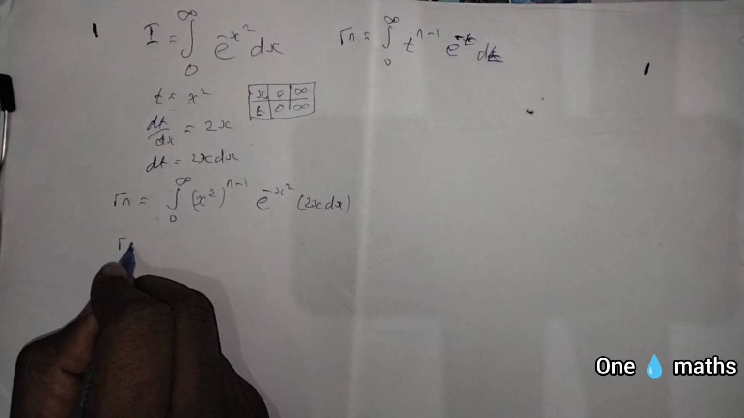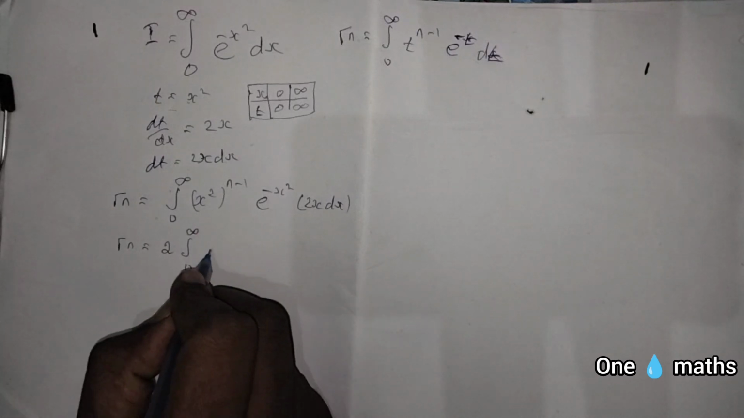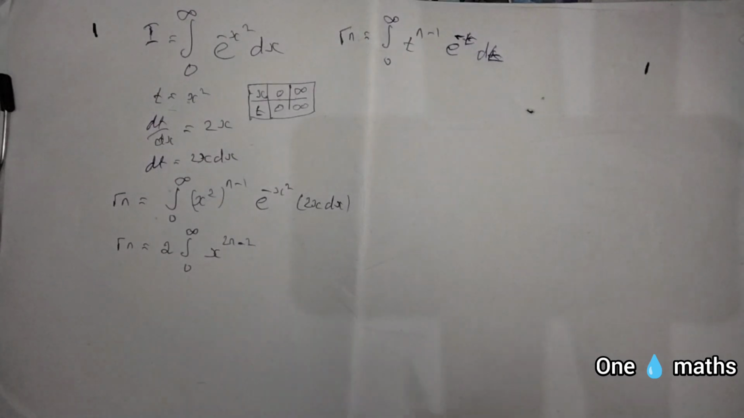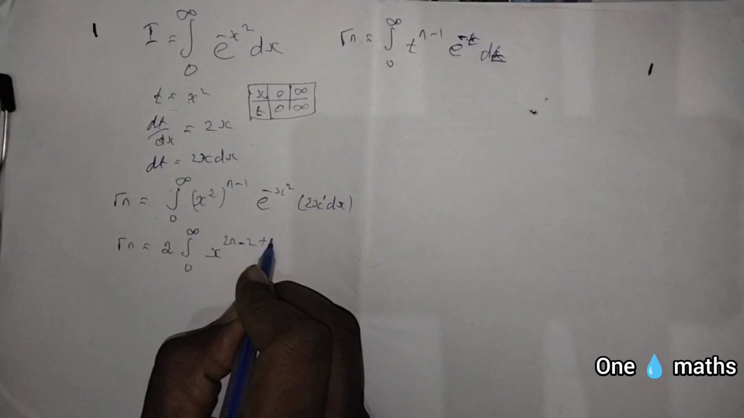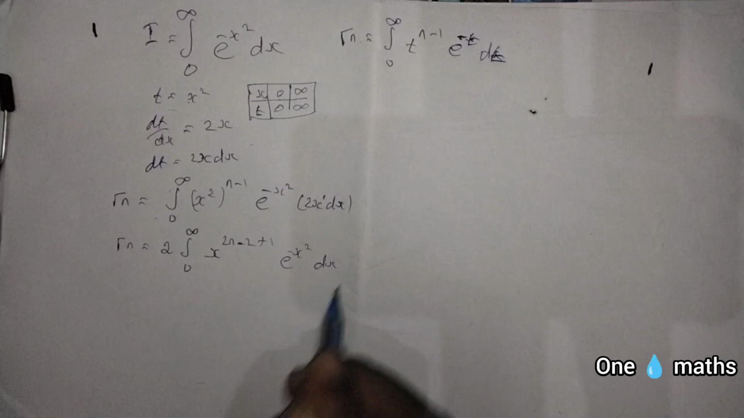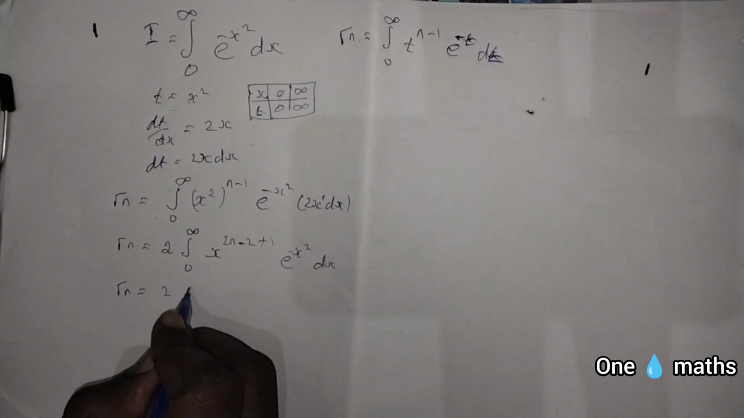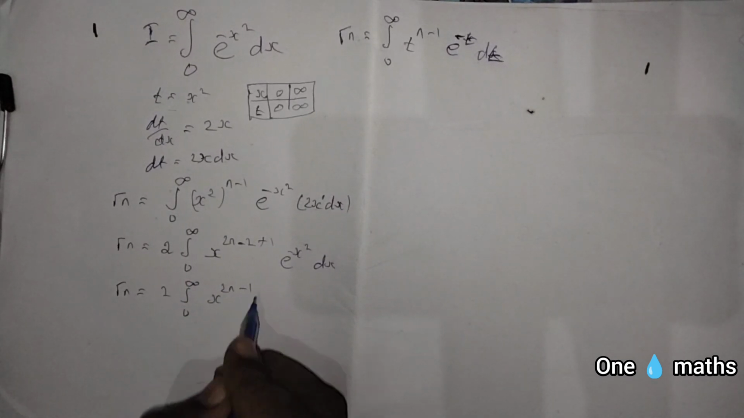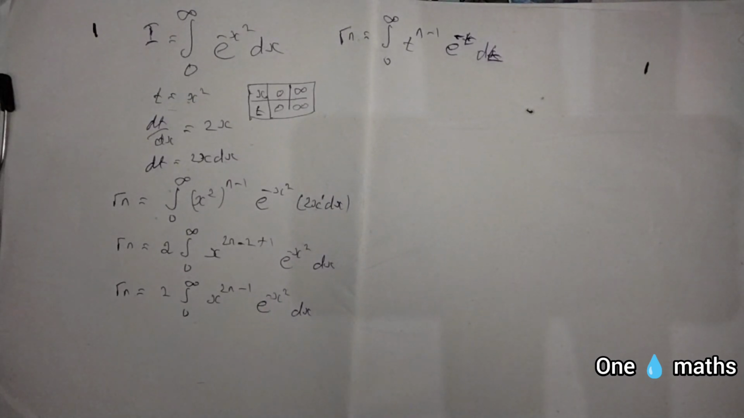So gamma n equal to 2 into 0 to infinity x multiplied by 2 into n, 2n, then 2 into minus 1 minus 2. Here we have 2x, here x power 1 is there. When I add, it becomes plus 1. Then e power minus x squared into dx. Now gamma n equal to 2, 0 to infinity, 2n minus 1 will come. So x power 2n minus 1 e power minus x squared into dx.